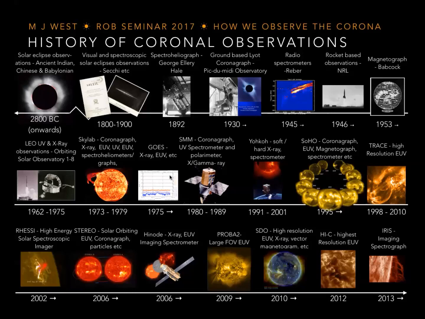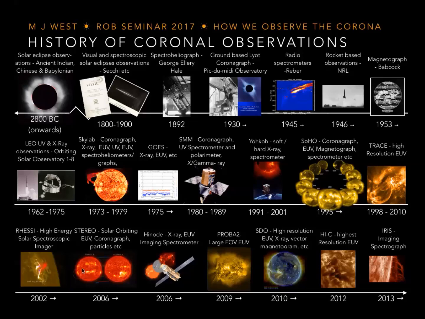From here, I want to jump on and just point out the SOHO mission, which is an ongoing mission, which was launched back in '95, and this was a really groundbreaking mission. It had a whole suite of instruments on there. It's been observing well over a solar cycle now, so we've got a wealth of observations from this particular mission. TRACE, our first high-resolution EUV imager, that was 98 to 2010.